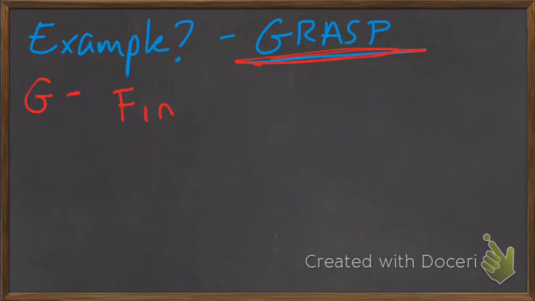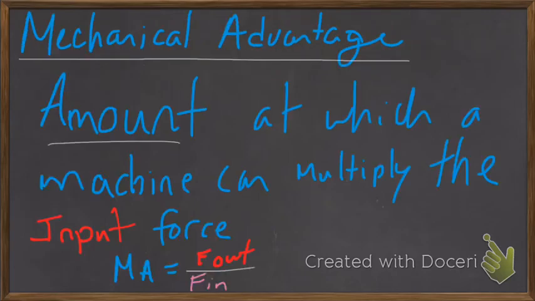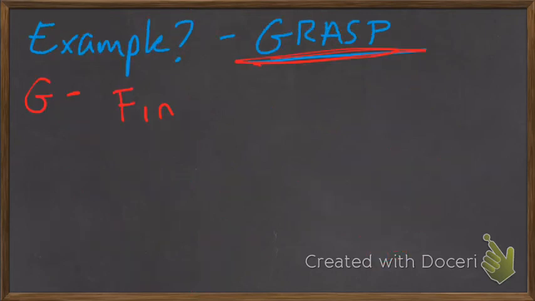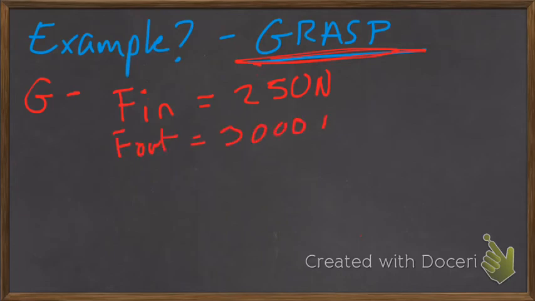Did we mention the formula? I think I forgot to mention the formula. Anyways, mechanical advantage is equal to force of the output over force of the input. Okay? Keep that in mind. F out over F in. So our force input is equal to 250 newtons. And our force output? It's 3,000. That's a lot. So that's what we need to jack up that car.